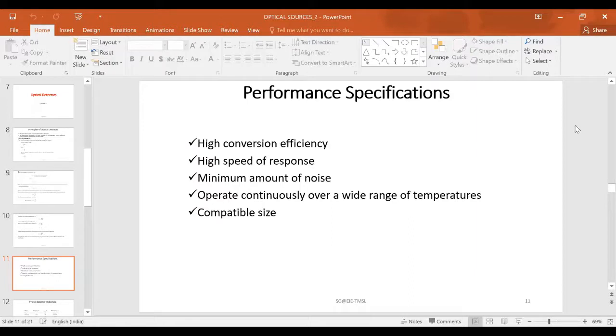Now, there are certain performance specifications we have to maintain. As the intensity of the optical signal at the receiver is very low, the photodetector has to meet high performance specifications. The first is the conversion efficiency, which must be high at the operating wavelength. Second is the speed of response, which must be high enough to ensure that signal distortion does not occur. Third is the detection process, which introduces the minimum amount of noise, and it must be possible to operate continuously over a wide range of temperatures for many years. Also the detector size must be compatible with the fiber dimensions.